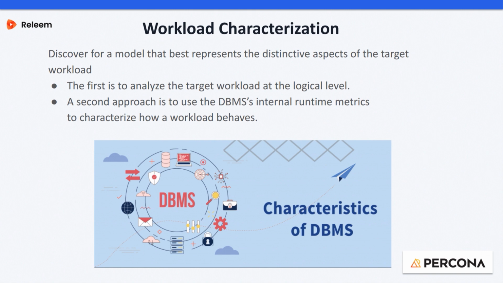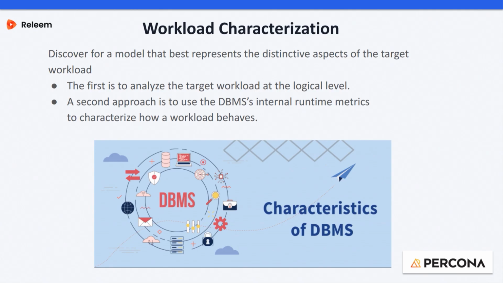To map the target workload, the first step of the tuning system is to find a model that best captures the distinctive characteristics of the target workload so it can identify which previously observed workloads are similar. This allows the information collected in previous tuning sessions to be used to find a suitable configuration of parameters for the new application. The best approach is to use DBMS runtime internal metrics to characterize workload behavior.